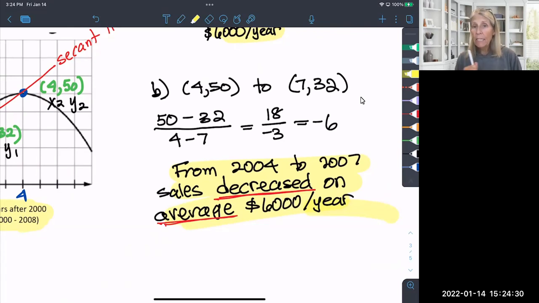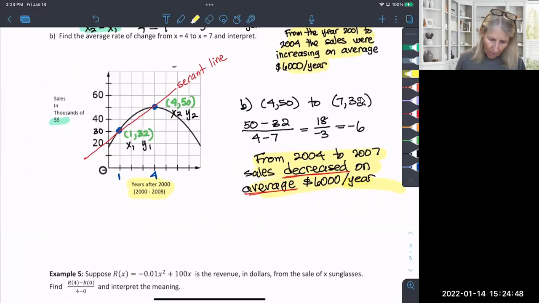Okay, so keywords decrease or decreasing and average, because this is an average rate of change. Because we're going to do something soon called an instant rate of change. So it's important we use the word average here because it's different than what's called an instant rate of change, right? Okay, one last problem then.